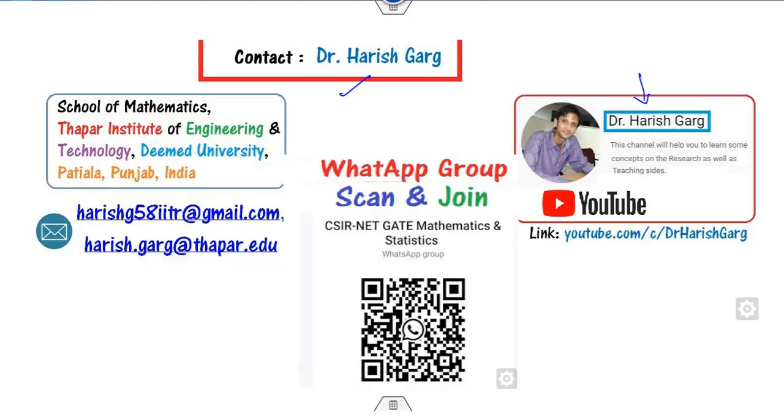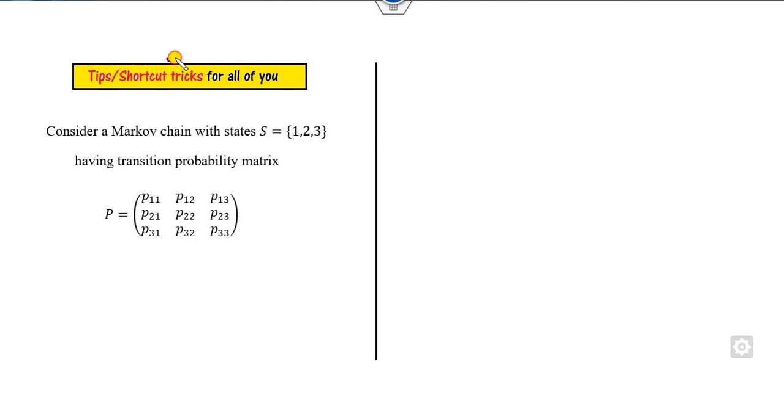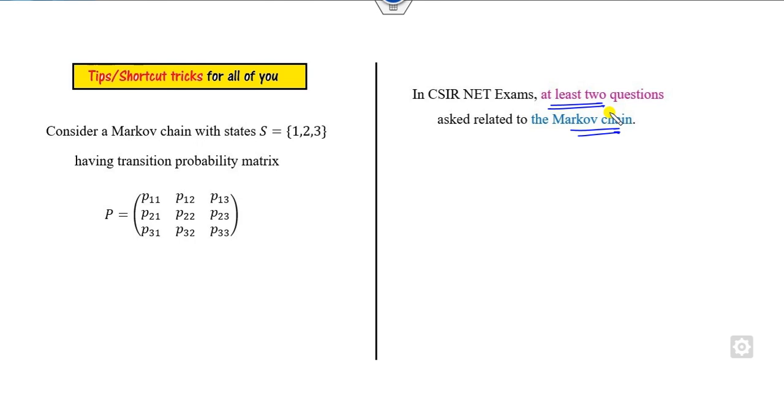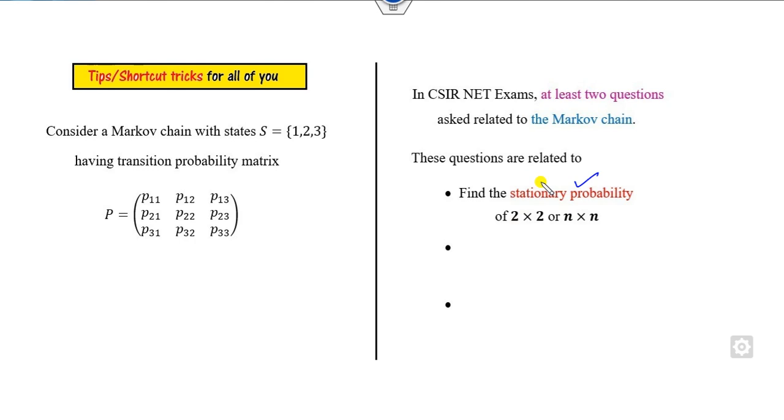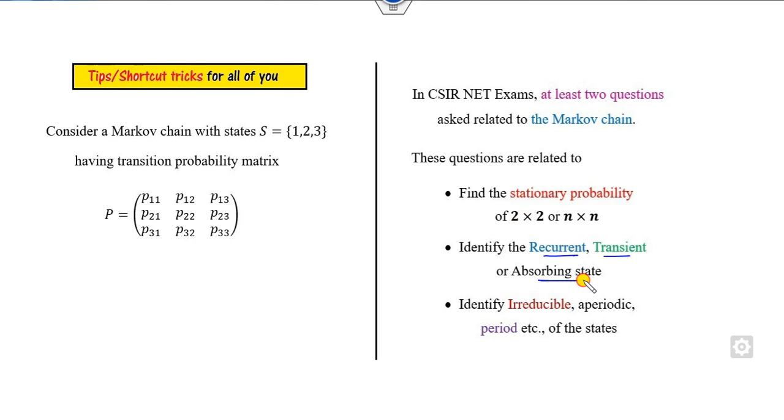Before we start, I will first give you several shortcut tricks for solving Markov chain questions. If you have a Markov chain, make sure the sum of each row is 1. That is what defines a Markov chain. In every year, at least 2 questions will be asked related to the Markov chain. These will be of the kind where you find the stationary probability, or the classification of the states, whether they are recurrent, transient, or absorbing, and then whether the chain is irreducible or aperiodic. So these 3 kinds of questions are asked each year, at least 2 questions.